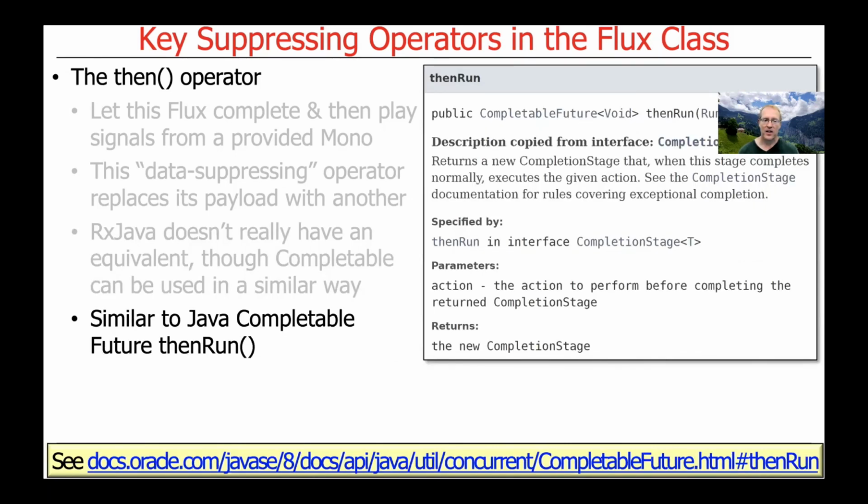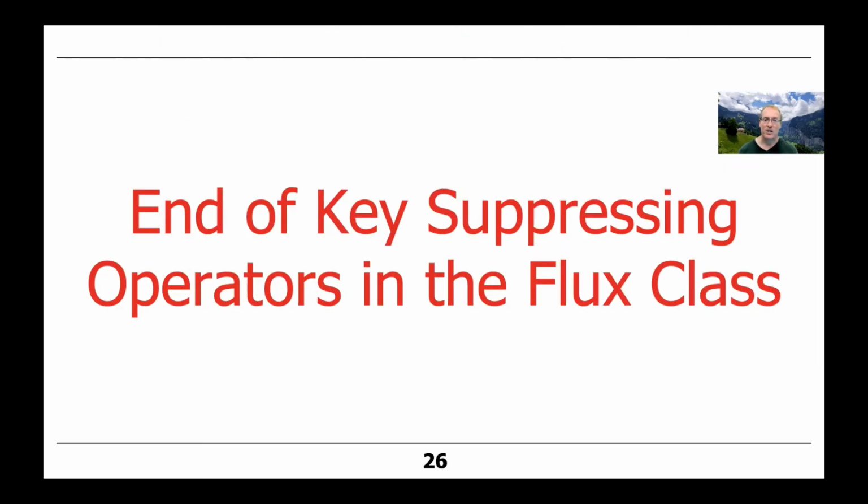This method, the then method, is a little bit similar to Java completable futures then run method, which returns a new completion stage that when the stage completes normally, executes the given action. And this is a somewhat esoteric feature in Java completable futures. It's also admittedly a somewhat esoteric feature in Flux, but we do find a good way to use it. And I'll show you that when we walk through the case study here shortly. So that finishes our discussion about suppressing operators in the Flux class that we're going to be focusing on in this course.